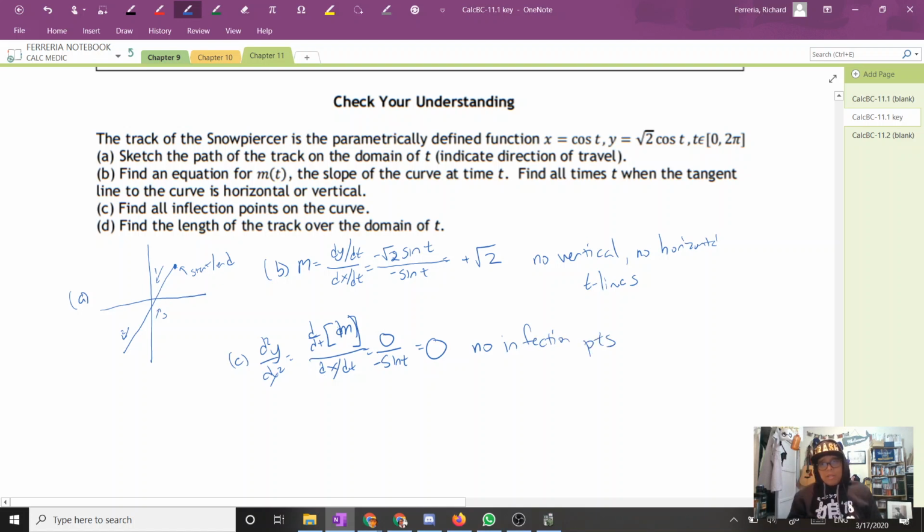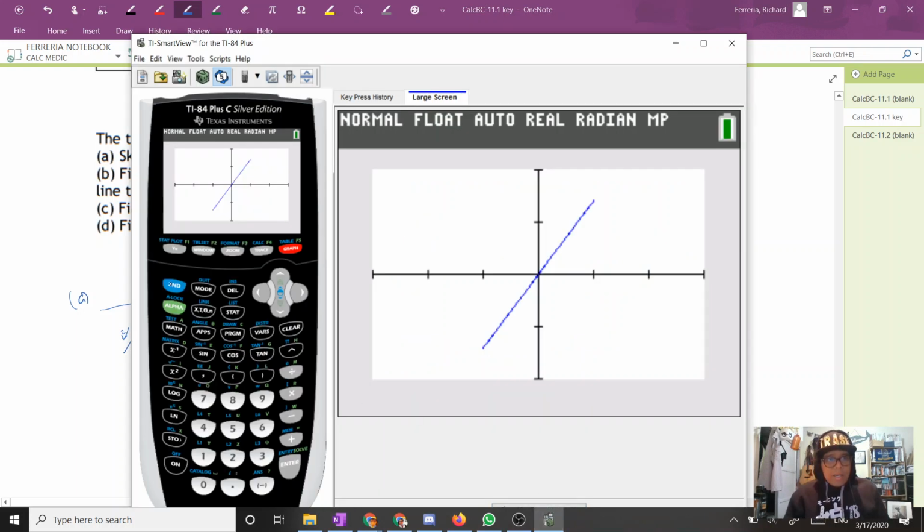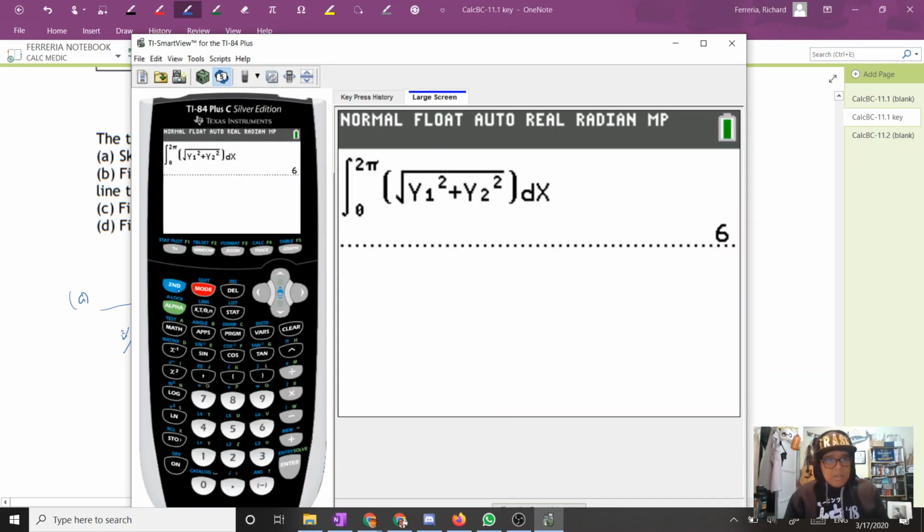And lastly, find the length of the track over the whole domain. The length of the track is going to go from 0 to 2 pi of the square root of dx/dt, which was negative sine t, squared, plus negative root 2 sine t, squared, dt. Let's put that in our calculator. I think I can handle this from the home screen now. Maybe I learned my lesson. Math 9. We're going to go from 0 to 2 pi.